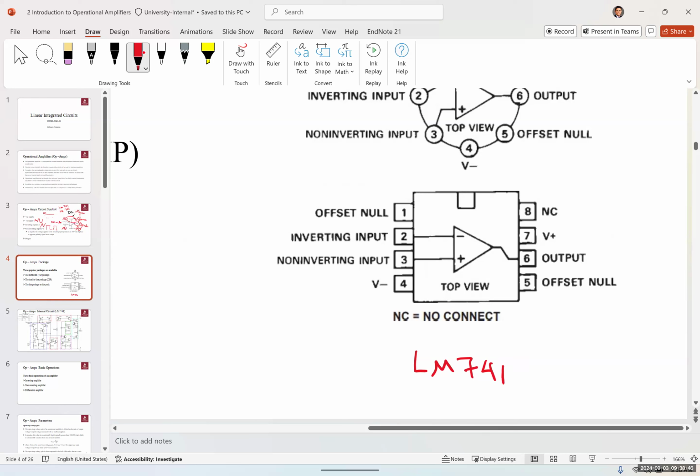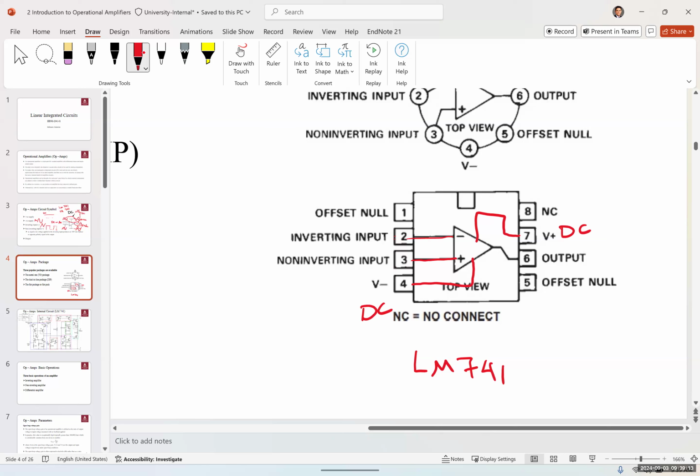We have the inverting input that you saw in the previous slide, the non-inverting input, the negative power supply, the positive power supply. And by the way, the positive VE and negative VE are the DC power supplies. And we have one output.